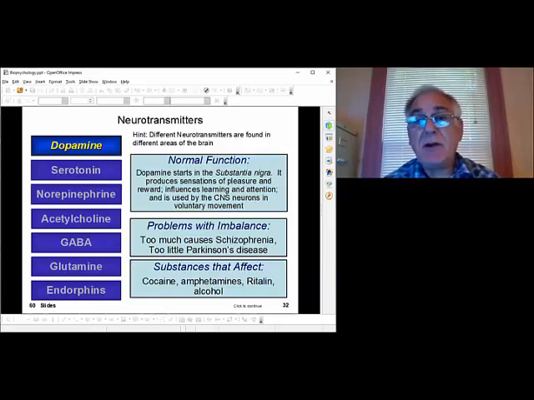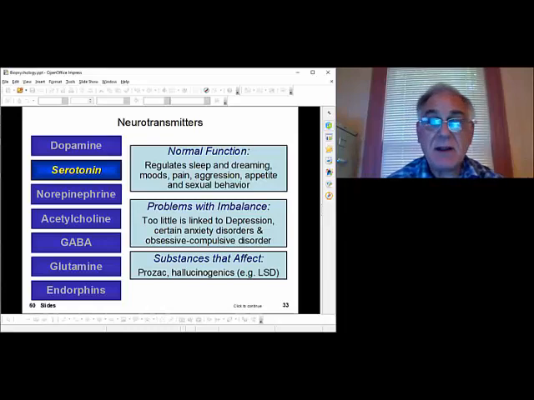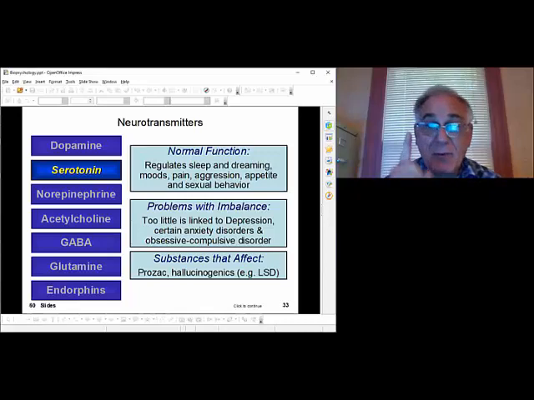So let's look at serotonin instead. Next, it regulates sleep and dreaming, moods, pain, aggression, appetite, and sexual pleasure. So too little of it is linked to depression. Now here's another example of where a biological event in your body, production of serotonin, is directly correlated to a psychological disorder. So certain anxiety disorders also, too little of it, and also obsessive compulsive disorder. It's more of the anxiety, the number one psychological issue, anxiety.